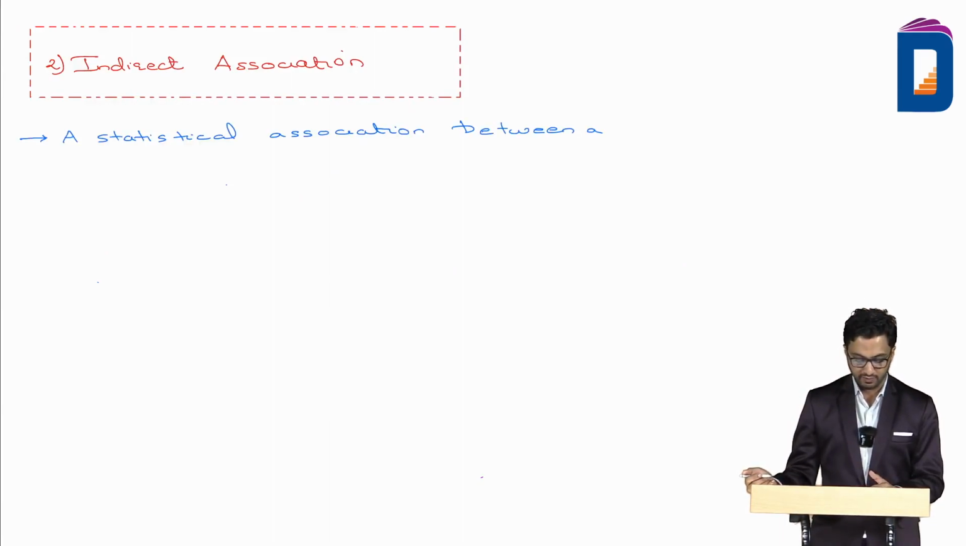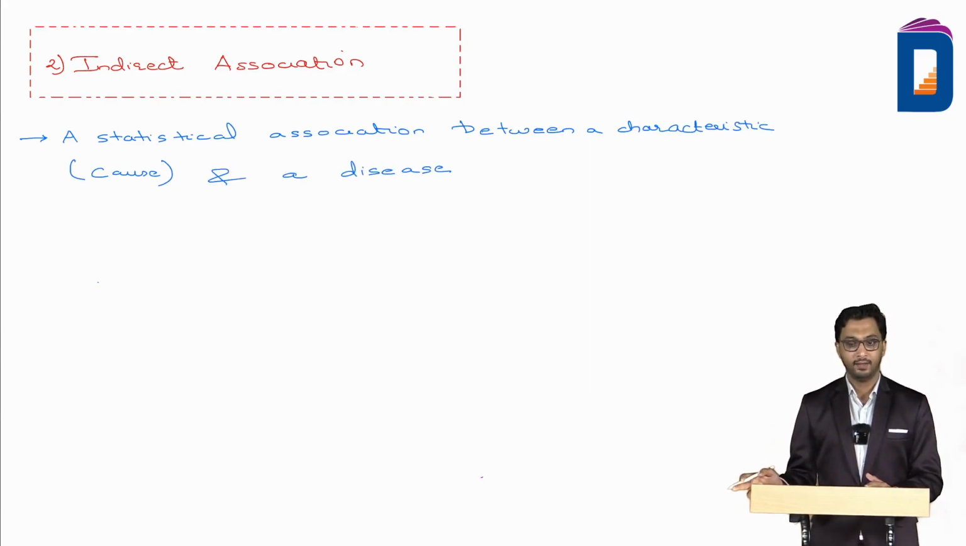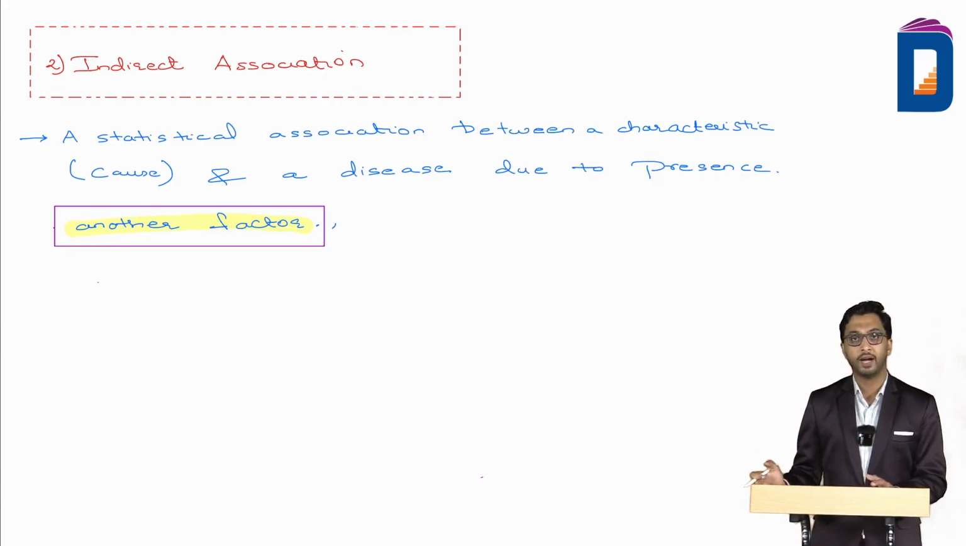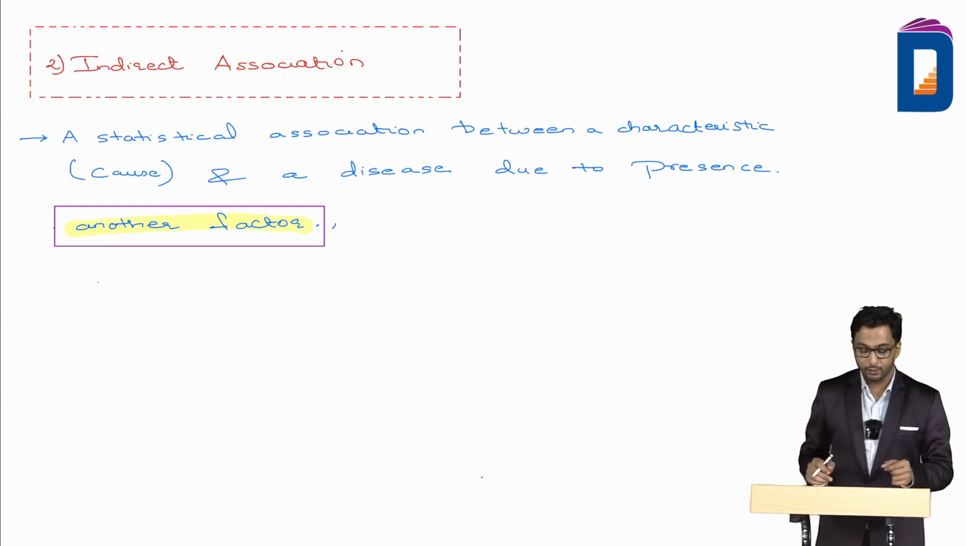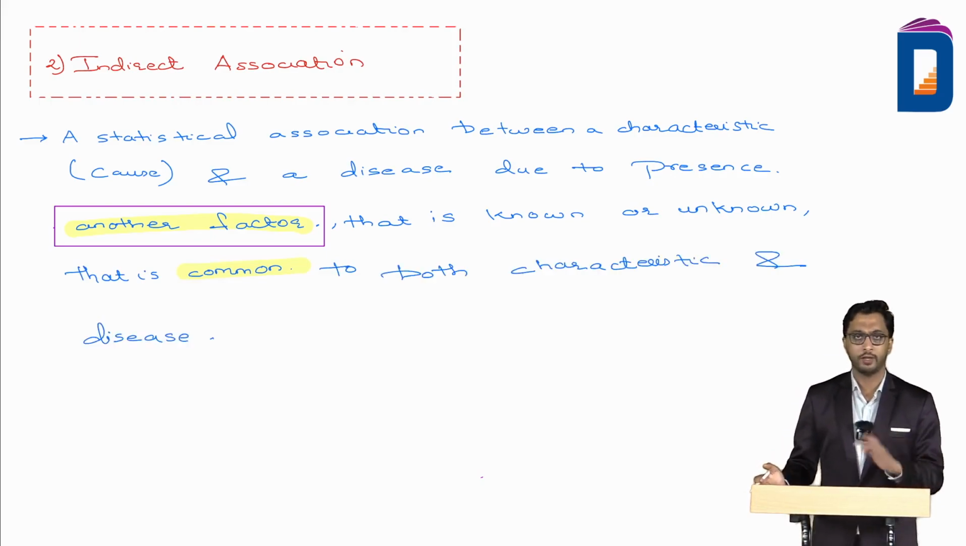Okay, indirect association, where there is a statistical association between a characteristic or a cause and a disease. Now this is where we are going to come to the point. Due to the presence of another factor, there is an association between A and B because of the presence of a C, due to the presence of another factor that is known or unknown. Now this is the definition, so I'll explain what exactly it means. That is common to both characteristic and disease, or cause and disease.